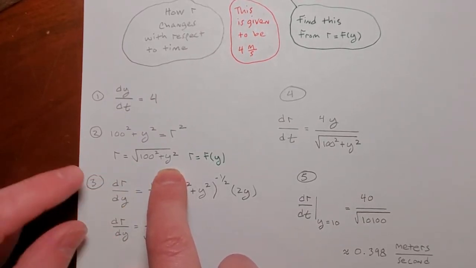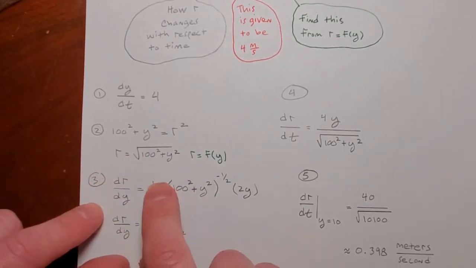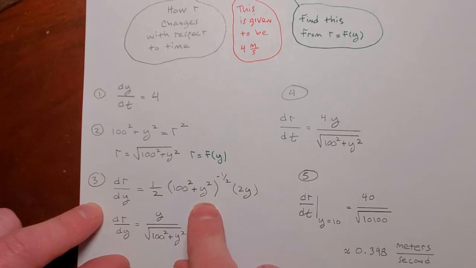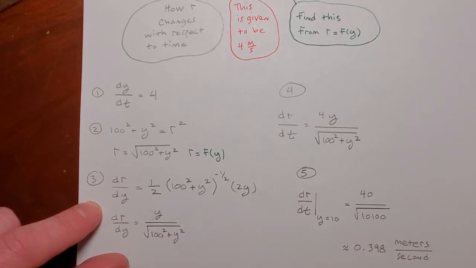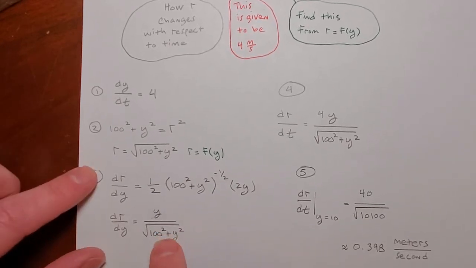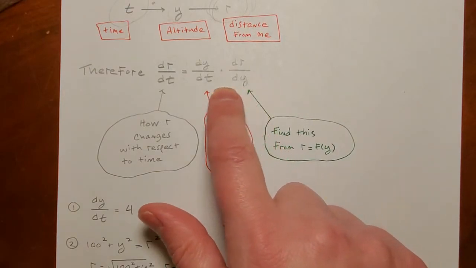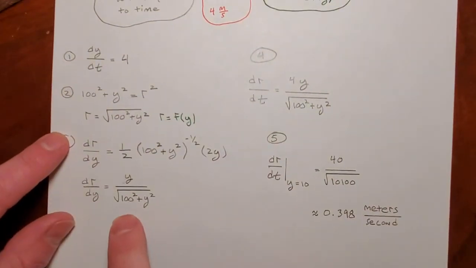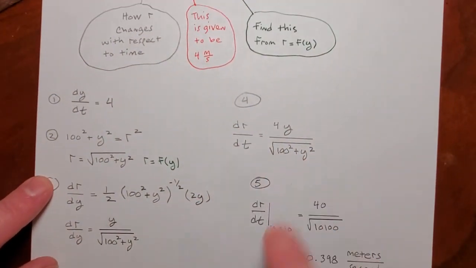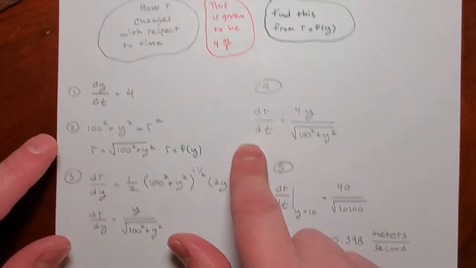That happens to be the chain rule applied to just the function, and that's one half times 100 squared plus y squared to the power negative one half, times 2y. With a little simplification, we'll get this. All right, so there's dr/dy. That's this. So we get 4 times dr/dy, which is that. Okay, now there's our dr/dt.